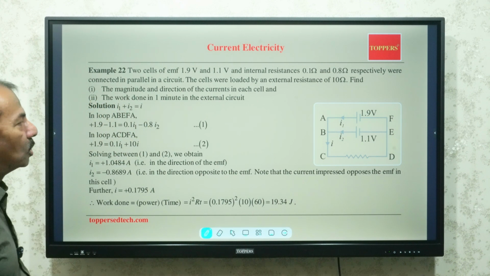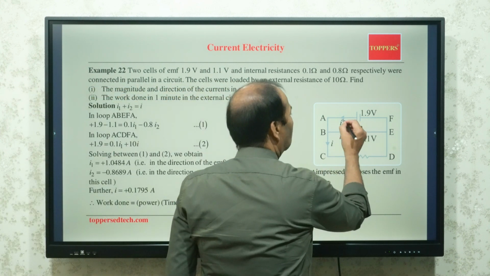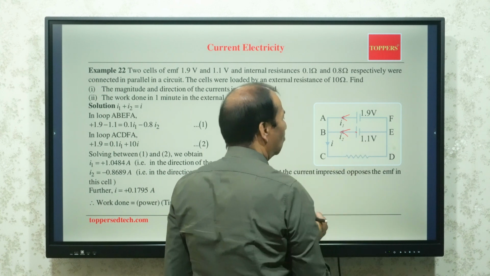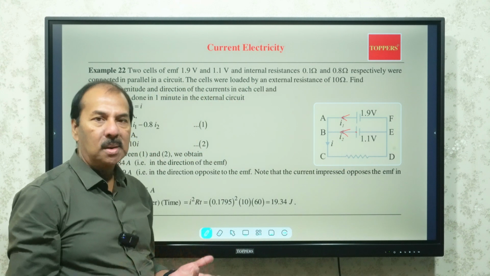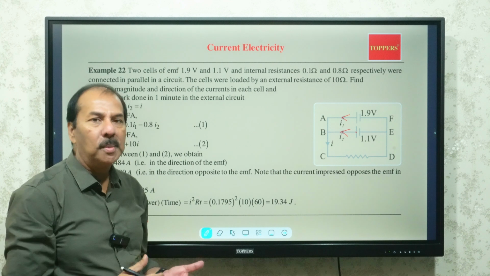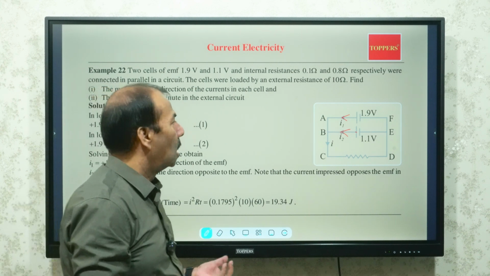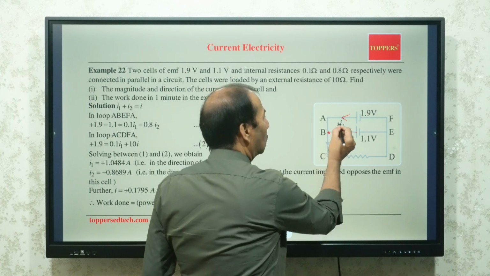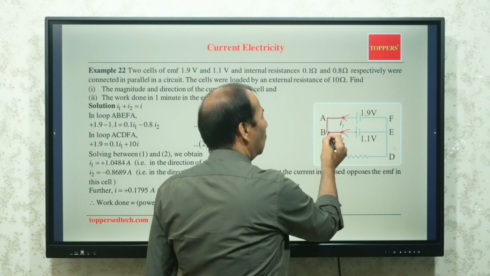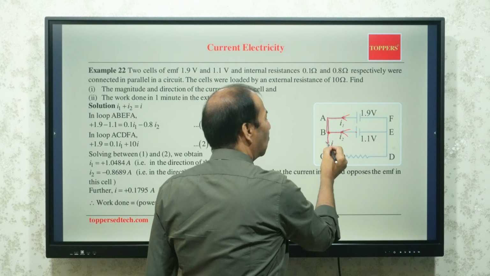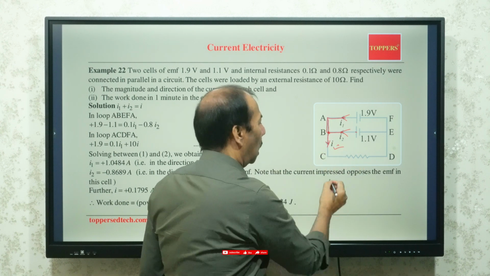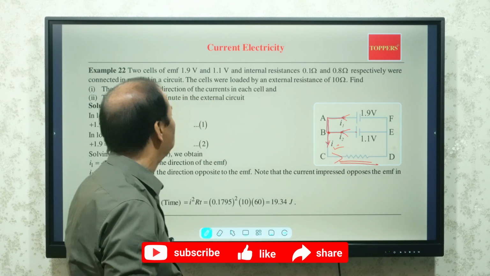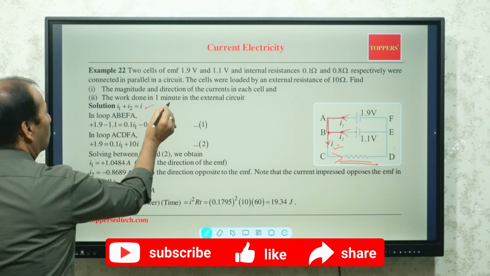So here, if you consider current coming from this cell, it is I1. Current released by this cell is I2. Individually, they have the tendency to release from higher to lower, but we can assume any direction. So finally, at this point, from this side it is I1, from this side it is I2. So this will be I1 plus I2, and let us say it is equal to I. Through this external resistance, the current flowing is I. So I1 plus I2 is equal to I.